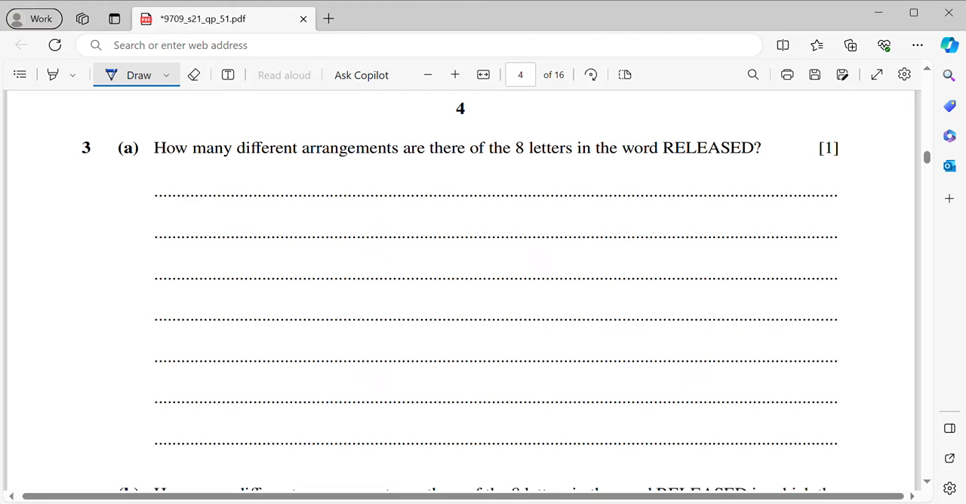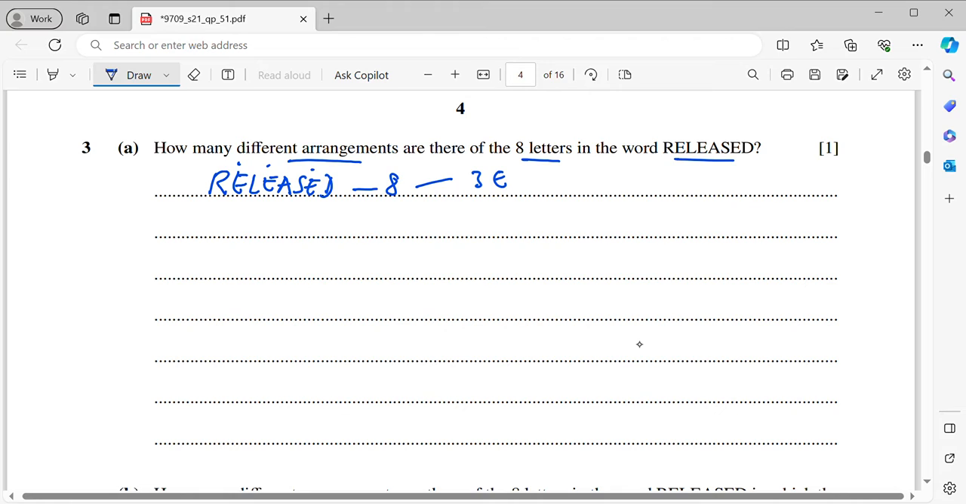Now for the next question, question 3a. How many different arrangements are there of the 8 letters in the word released? Okay, so released has 8 letters, but out of the 8 letters, I have 3 E's, and the rest are all different letters.